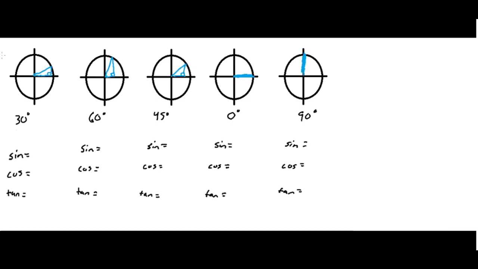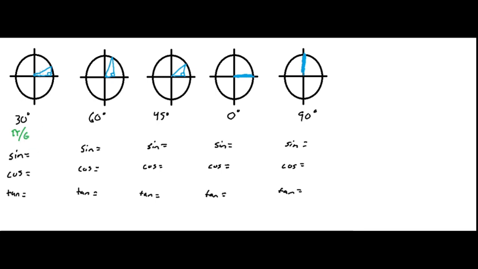In this video, I'll go over the trigonometric functions in the unit circle. So let's start out with the functions at 30 degrees. So 30 degrees in a unit circle is the same as pi over 6.